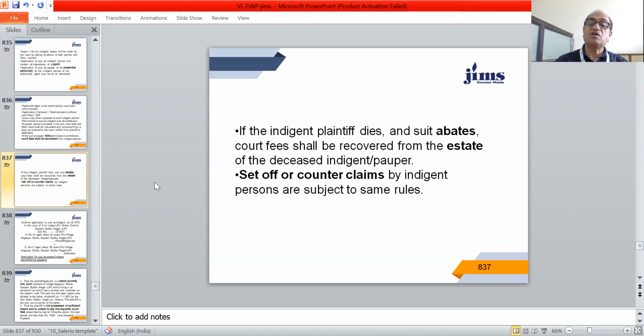Then if any set-off or counterclaim is made by the indigent person, you know, set-off or counterclaim are treated as a separate plaint, so they are subject to same rules. If an indigent person wants to defend set-off or counterclaim, or if he has made a set-off or counterclaim in his WS, then that is as good as a plaint. So he has to prove before the court that he is an indigent person, and only then he will be allowed to set off or counterclaim without payment of court fees.